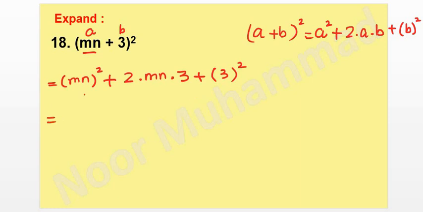So finally the answer will become m squared n squared plus, here, 2 and 3. When you multiply them, because whenever we are multiplying, we multiply the numbers together, so it becomes 6. And what is the variable with it? It's m and n, plus the square of 3, which is 9. So this will be the final answer.